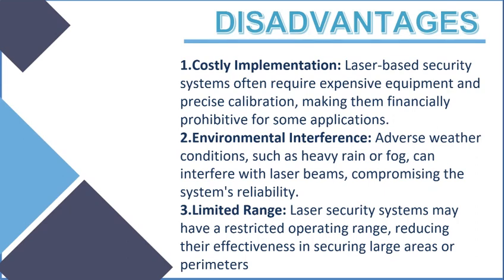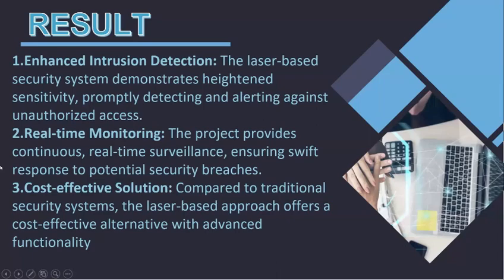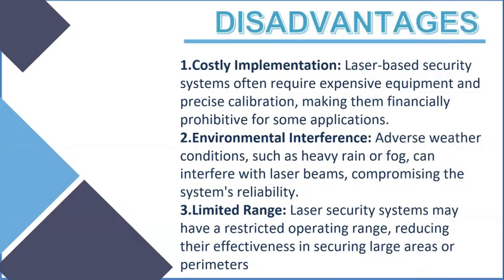Harsh weather conditions such as heavy rain, snow, or extreme humidity can affect the performance of laser systems, reducing their effectiveness. Limited range. Some laser systems might have constraints in covering large or irregularly shaped areas efficiently, necessitating multiple units for comprehensive coverage. These limitations highlight the need for careful consideration of environmental factors, installation requirements, and ongoing maintenance when implementing laser-based security systems.